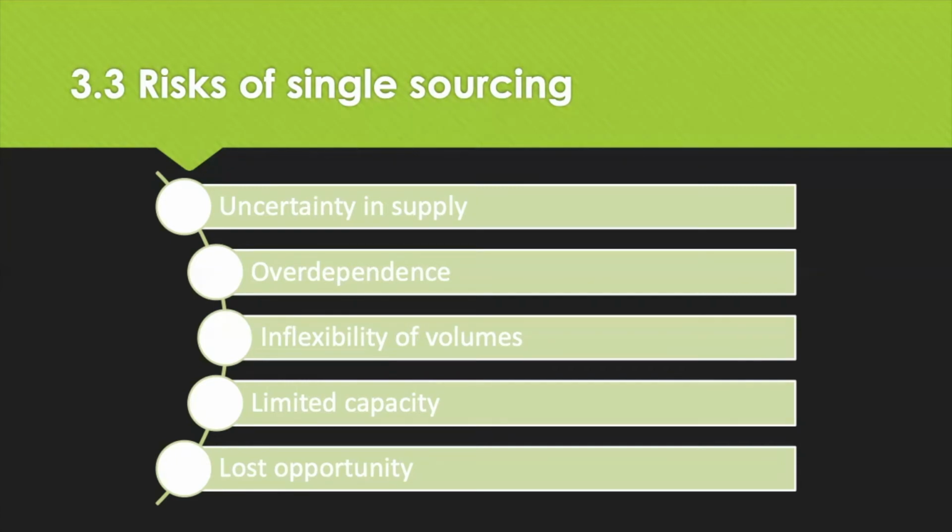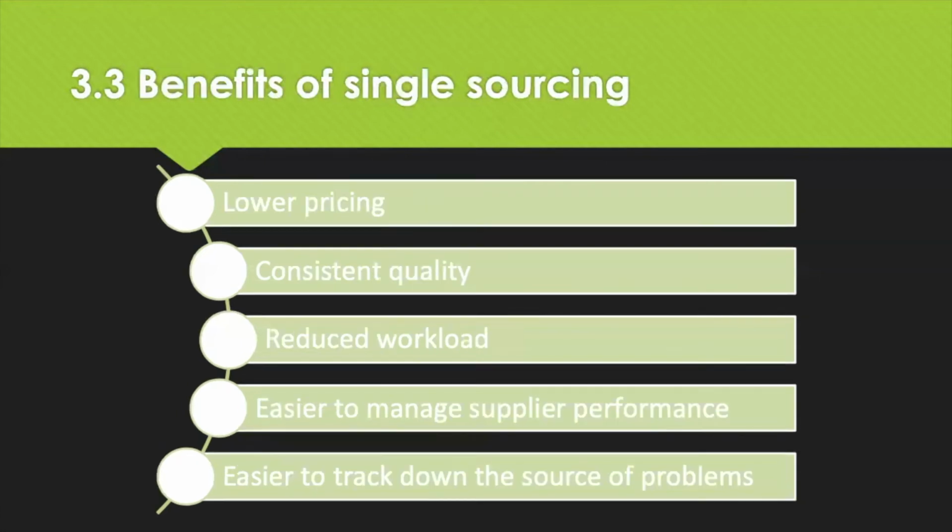So detailed analysis of costs and benefits are necessary in strategic sourcing decisions because of the risks associated: uncertainty of supply, overdependence, inflexibility of volumes, limited capacity and lost opportunities. But there are some benefits. The benefits are lower pricing due to consolidation of requirements, more consistent, repeatable quality, lower purchasing workload due to communication with fewer suppliers, which makes it easier to manage their performance because you're tracking fewer suppliers and you can track down the source of the problems, work together to investigate.